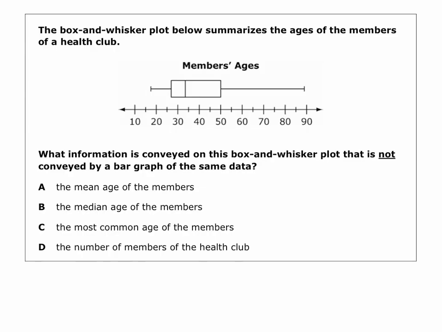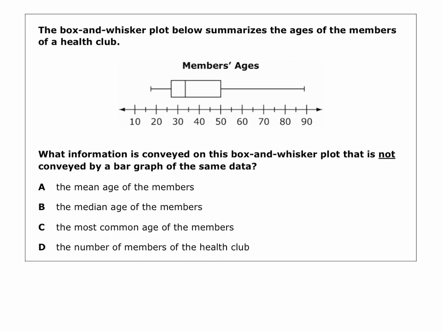This says the box and whisker plot below summarizes the ages of the members of a health club. So members' ages, we have a box and whisker plot. Just by looking at it, you could tell that the youngest member was maybe 17, 18, and your oldest member is probably about 89, close to 90. The median would be somewhere around 34 probably, and then you can also tell the quartiles that they're broken up into.